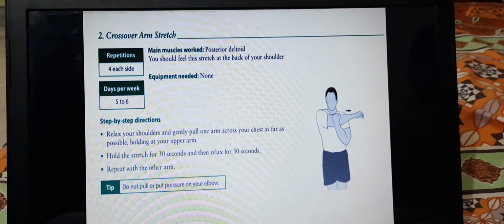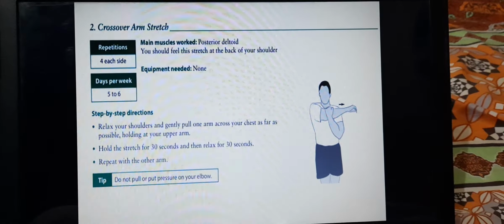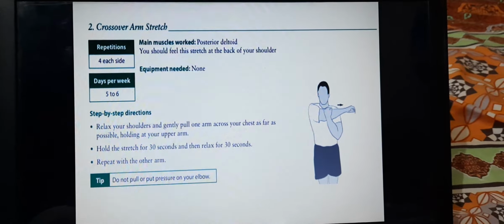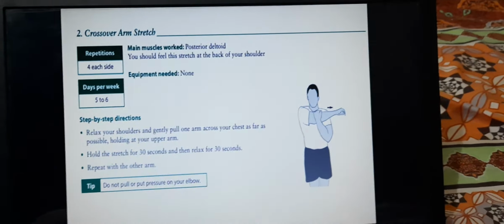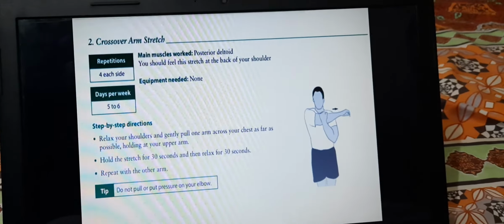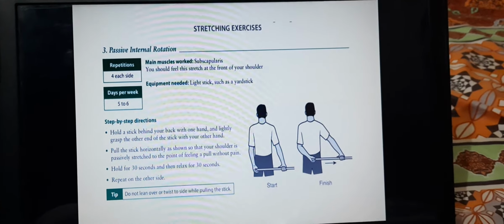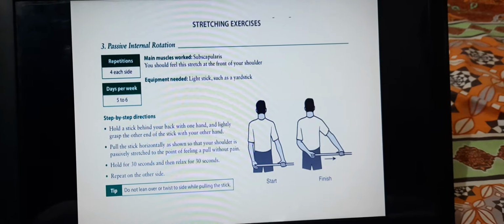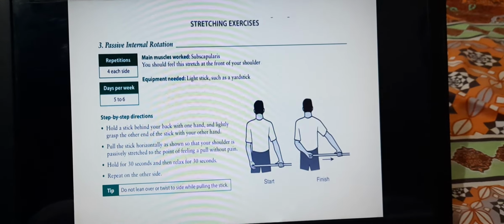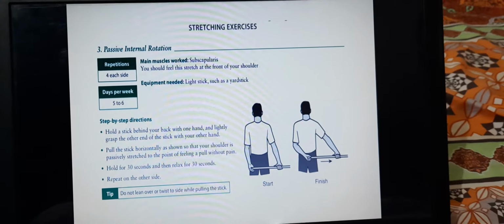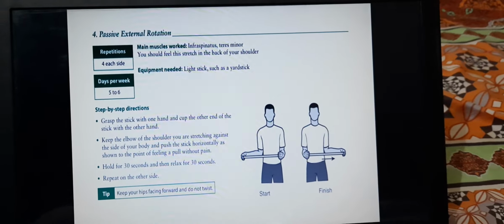Crossover stretch, repetitions 4 each side. Days per week 5 to 6. Muscle involved is the posterior deltoid. You should feel this at the back of your shoulder. This is performed like this. Passive internal rotation. You can use a light stick or yardstick for this purpose. Main muscle involved is the subscapularis. You should feel a stretch at the front of your shoulder. Repetitions 4 each side. Days per week 5 to 6.